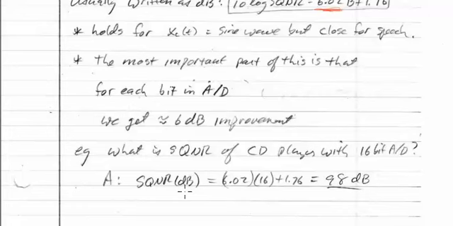Classic example. Suppose we have a CD player. They have a 16-bit analog to digital converter. So the signal quantization noise ratio in decibels, 6.02 times 16 plus 1.76, is 98 dB. In a minute we'll talk about what that means, but that's a big number. That's a lot of decibels.